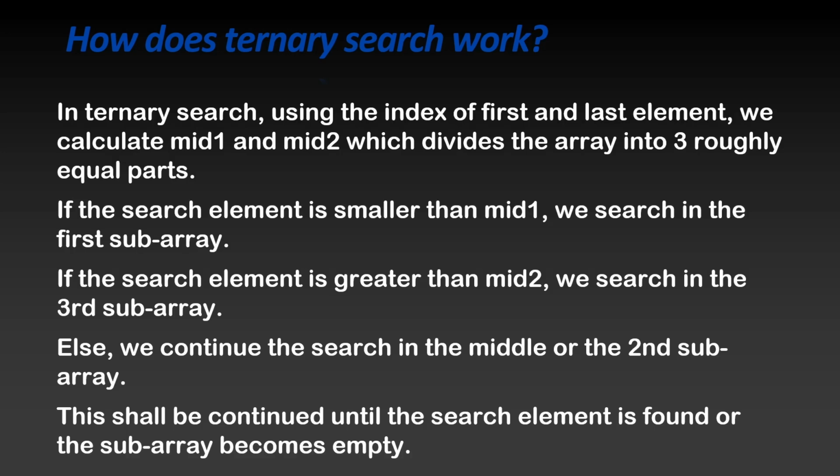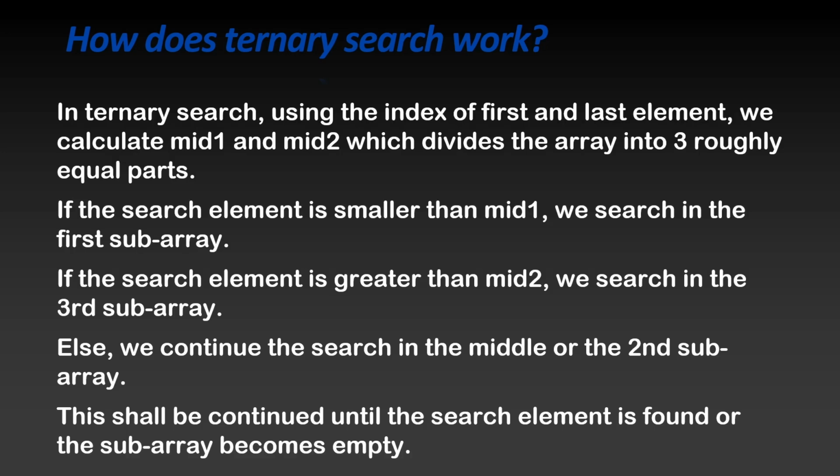Let me explain this in detail. Firstly, we begin with a sorted array. We'll have two pointers, left and right, pointing to the first and last elements of the array. Now, to divide the array into three equal parts, we calculate two midpoints, mid1 and mid2. Mid1 will be calculated using the formula left plus (right minus left) by 3. And mid2 will be calculated using right minus (right minus left) by 3.